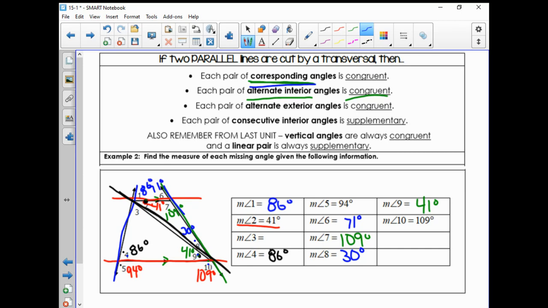And that means the only one that we're missing over here is angle 3. And again, we can say that these three angles, let's look at it in green, have to add to our straight line, our 180 degrees. So if we take our 180, subtract 86, and subtract 41, we get 53 degrees. And we found them all. Good job.